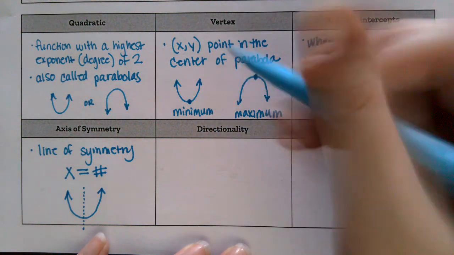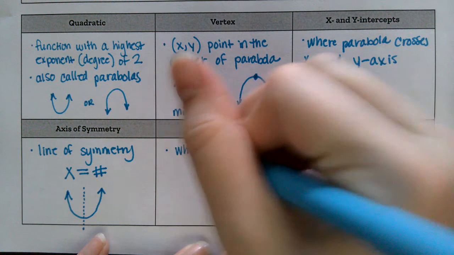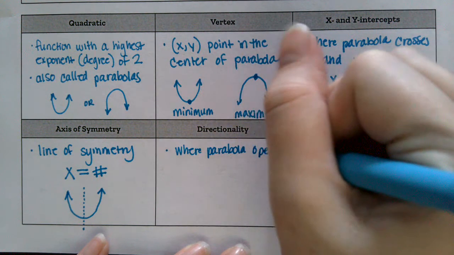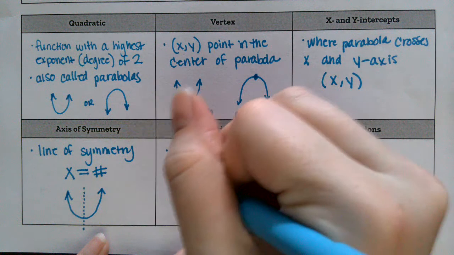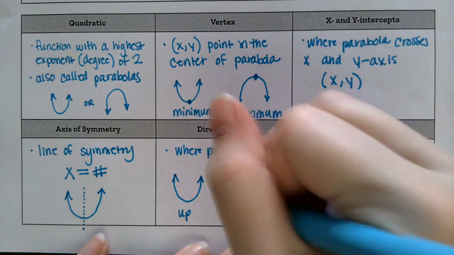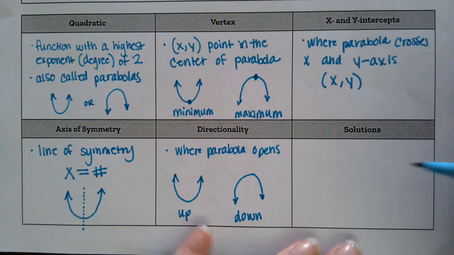Now, directionality: we only have two choices, and it's where the parabola opens. This one is up and this one is down. Those are our only choices for directionality.